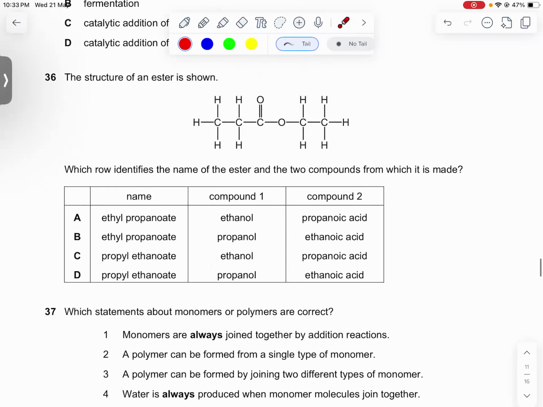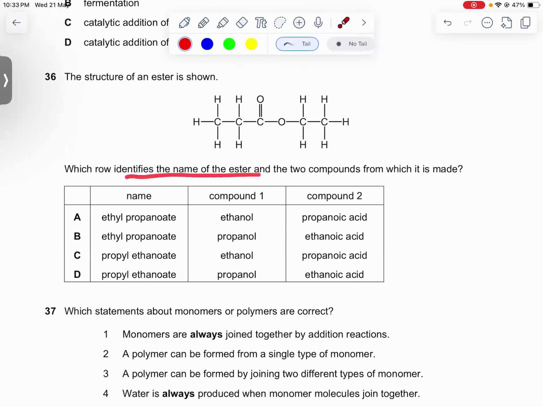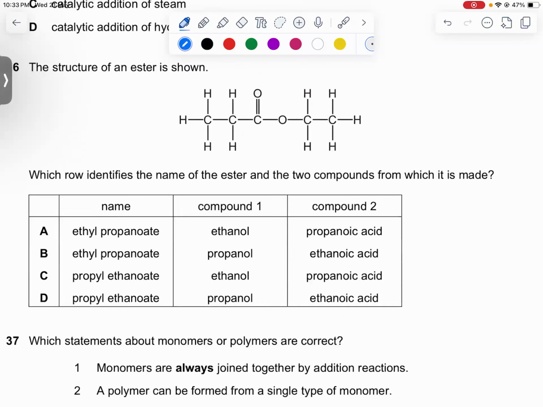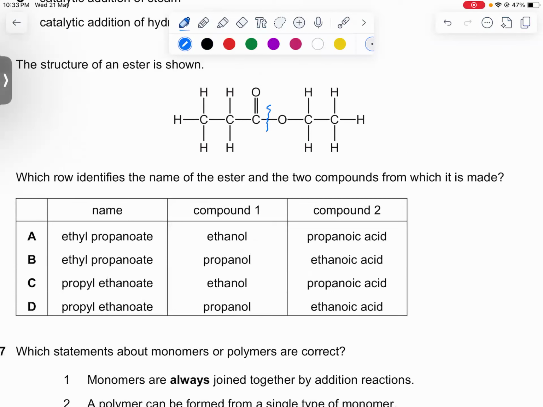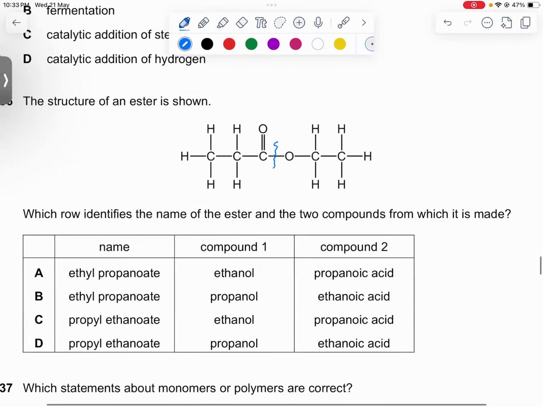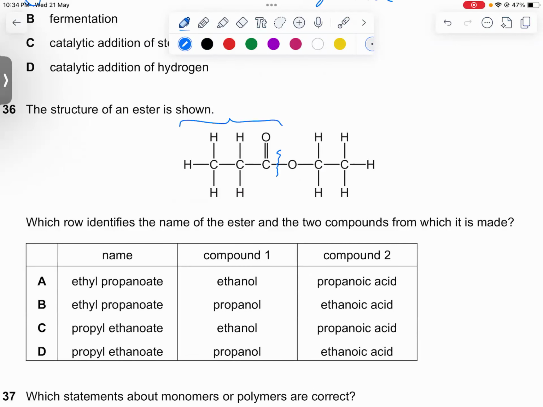Next question, question number 36. The structure of an ester is shown. Which row identifies the name of the ester and the two compounds it is made from? To identify the ester, we break the carbon-oxygen single bond. The side with the carbon-oxygen double bond is the carboxylic acid. And the side with the oxygen single bond to carbon is the alcohol side.